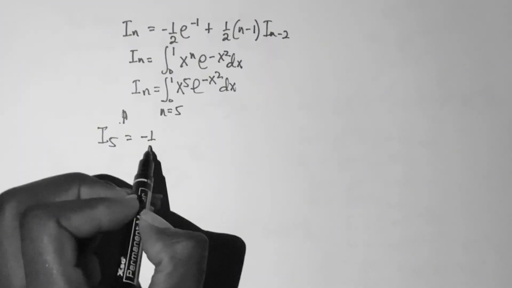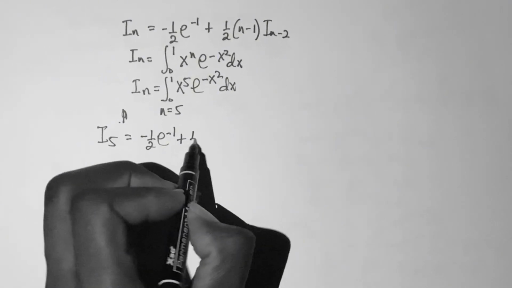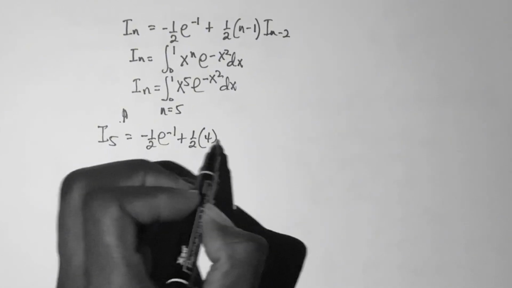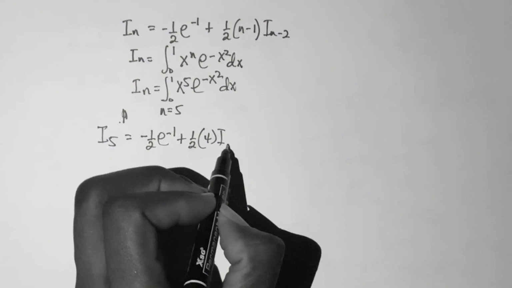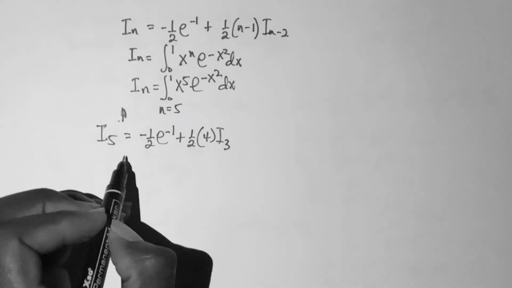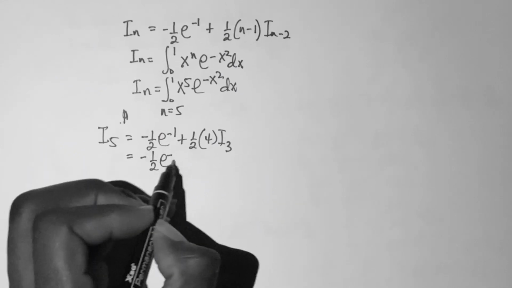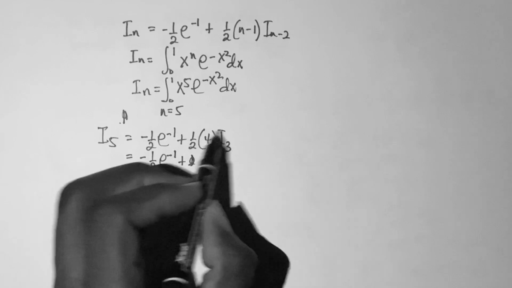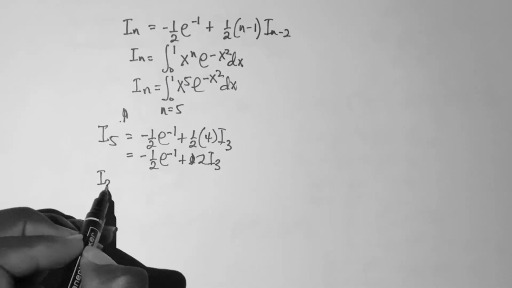So it becomes minus half e to the power of minus 1, then plus half of (5 minus 1, which is 4) times I of, n is 5, 5 minus 2 is 3. So I of 5 is equal to minus half of e to the power of minus 1, then plus half of 4 is 2, 2 I of 3. Now let's find I of 3.